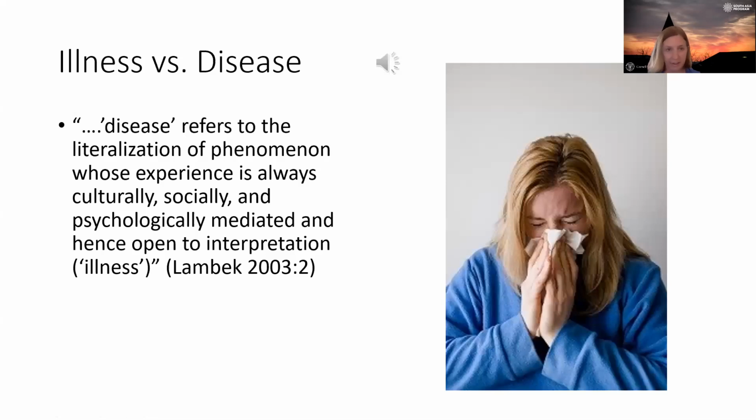So what is the actual definition of both? Disease refers to the literalization of phenomenon whose experience is always culturally, socially, and psychologically mediated. So when a doctor says, oh, you have strep throat, they're literalizing something, but your experience of it is very different from that diagnosis. It's influenced by culture, social world, psychology.